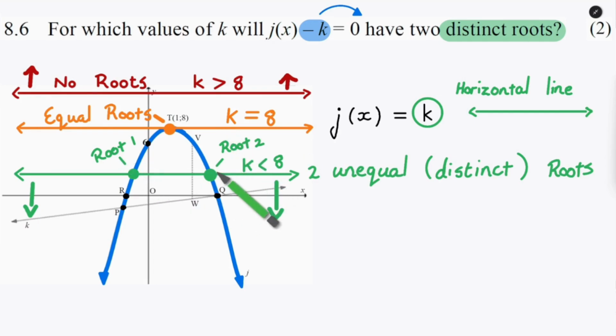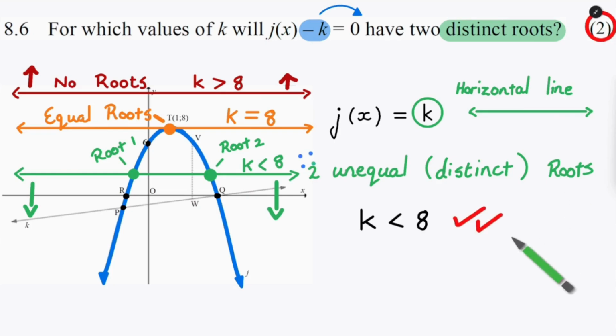Now, what's important to realize with these questions is the intersection points between your parabola j and this horizontal line k are the roots they're actually talking about. So they want you to place this line so that you get 2 unequal, aka distinct roots. So they want you to place the line anywhere below 8 to get those 2 points of intersection, aka roots. So our answer is simply just whenever k is smaller than 8. And you simply just get 2 marks for your answer in this question.